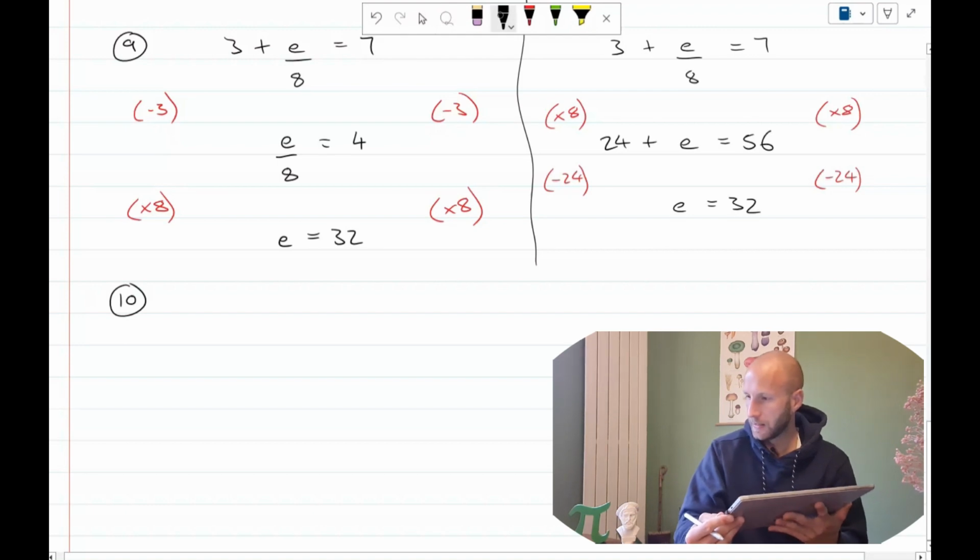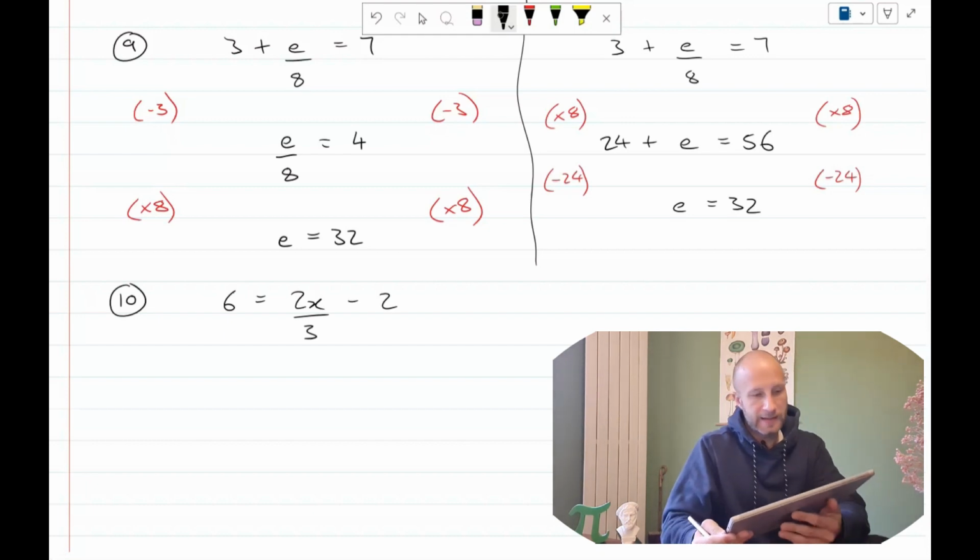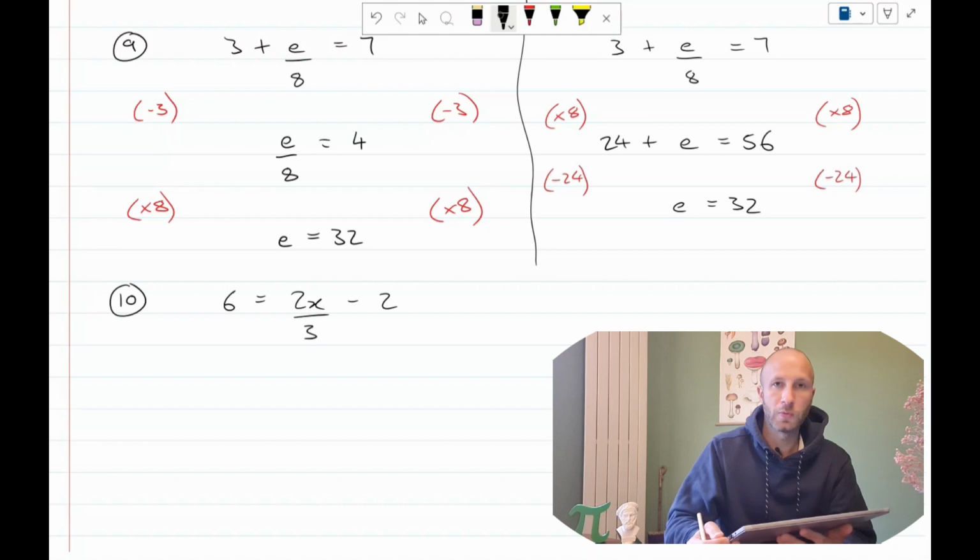So 10 is 6 equals 2x over 3 minus 2. So I've just added an extra little bit into this, and then we'll do one more question after this.